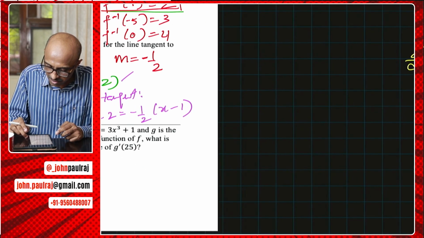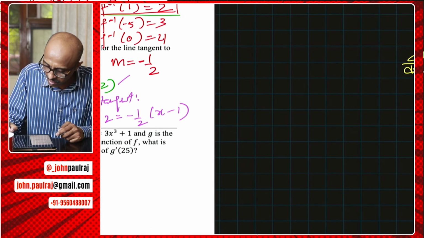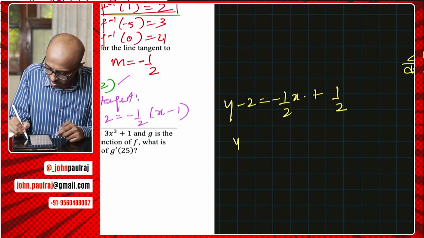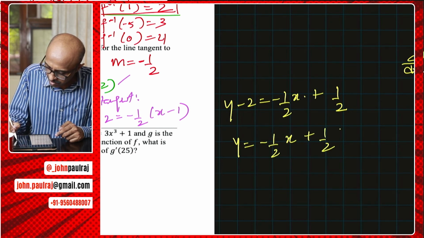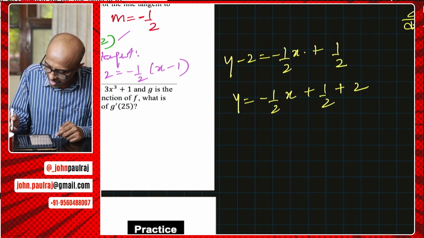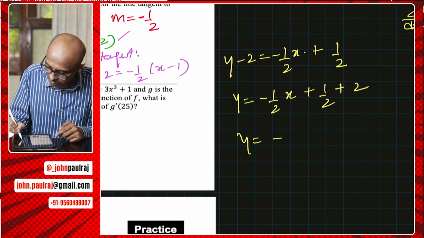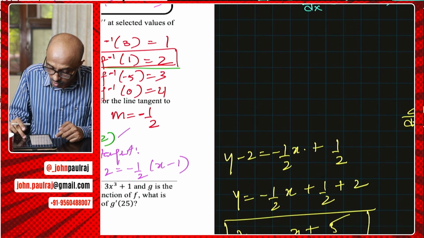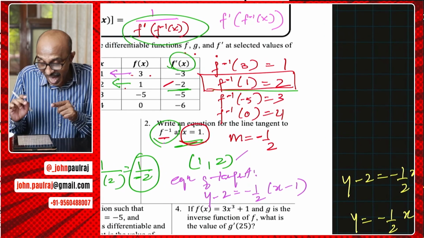Then when we simplify this equation, we can write it as y minus 2 is equal to -1 over 2 x plus 1 over 2, and that would then be y is equal to -1 over 2 x plus a half plus 2, and that makes it y is equal to negative x over 2 plus 5 over 2, I believe. This is the equation of the line that is tangent to the inverse function at x is equal to 1.